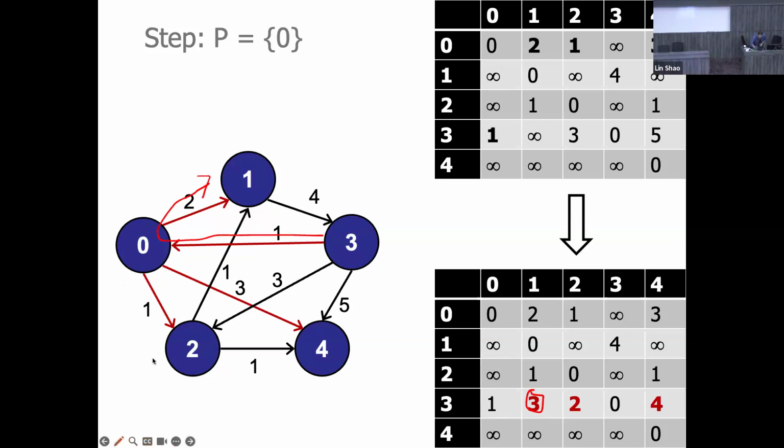Maybe let me choose another different color. This would be the possible solutions, right? Then we will have the weight of 3. And then we can also look at the shortest path from node 3 to node 2, right?